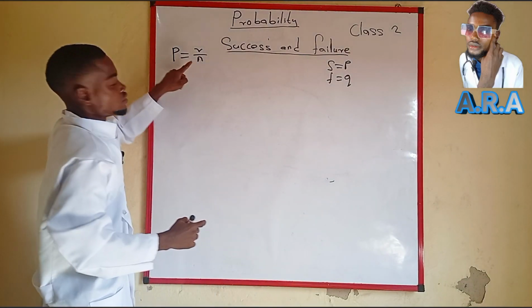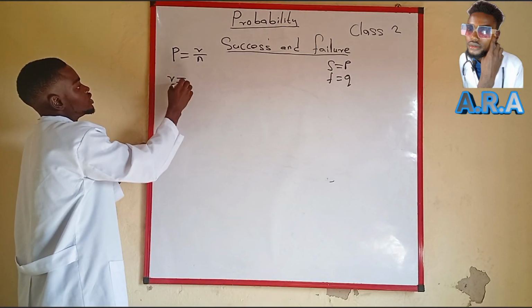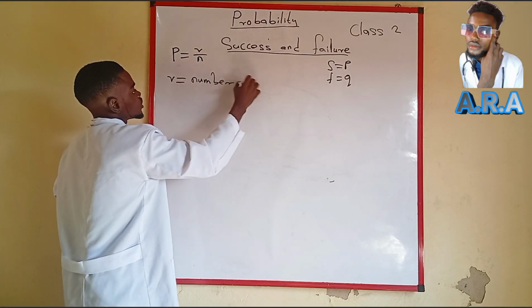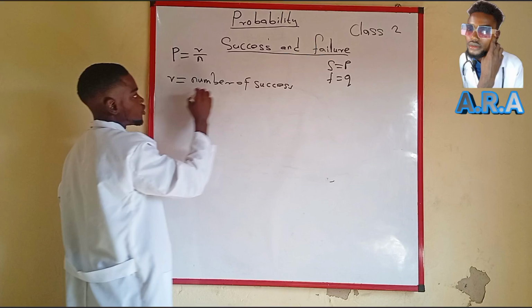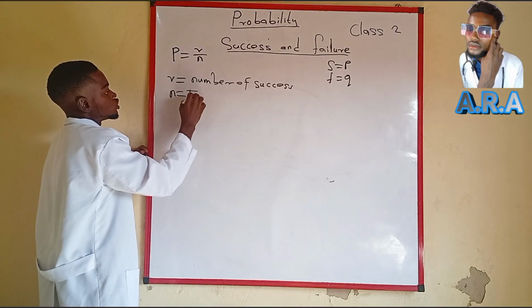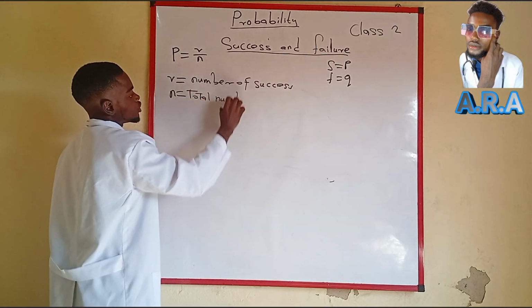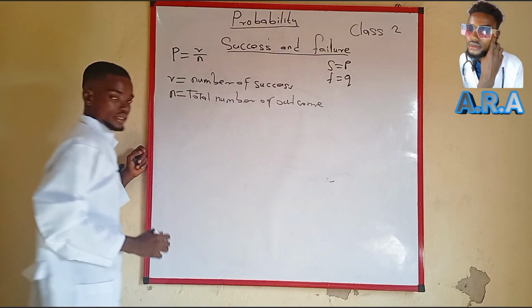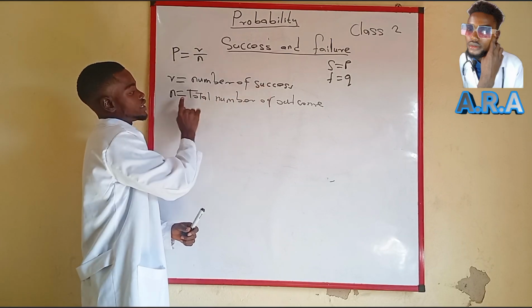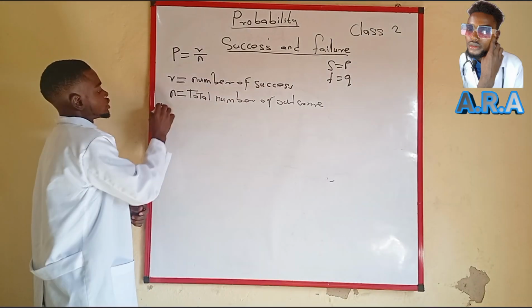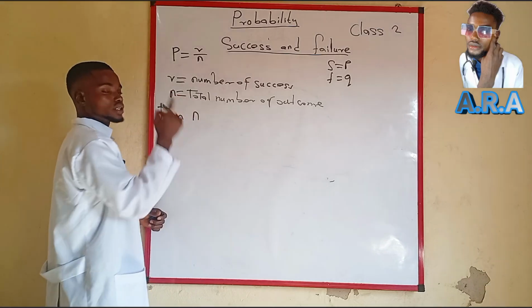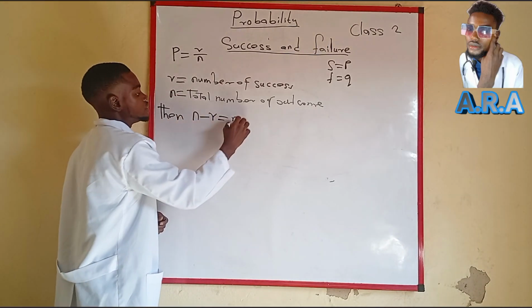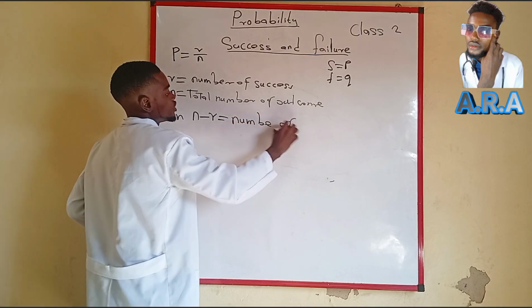as Q. Now back to this place, I could now say that R is equal to the number of success, instead of the number of favorable outcomes, and N equals the total number of outcomes. Now, if R is the number of success and N is the total number of outcomes, then if I use the total number of outcomes and subtract the number of success, what is going to remain is the number of failure.